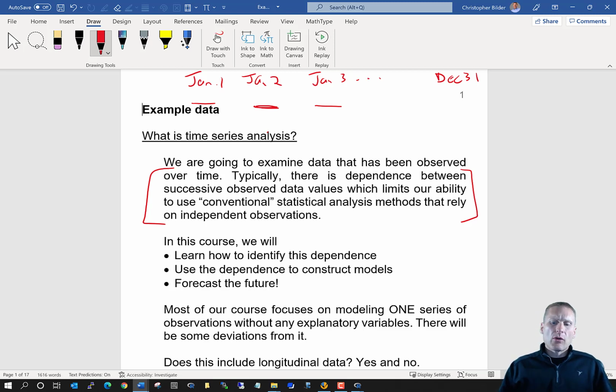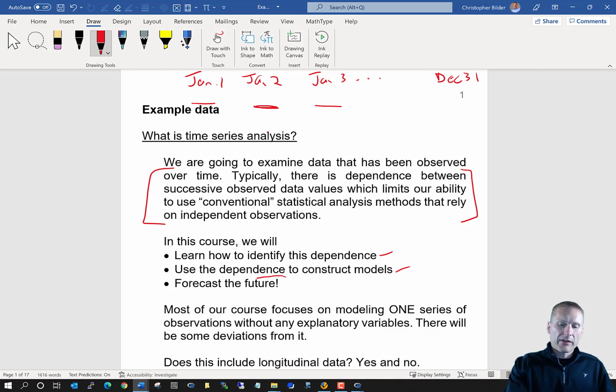And so in this course, what we will learn to do is first identify this dependence. There's a variety of different dependence structures that can occur. So we'll look at how to identify a corresponding structure. We're going to measure the amount of dependence, and then we're going to take advantage of that dependence to try to construct models that best estimate our corresponding variable that we're measuring.